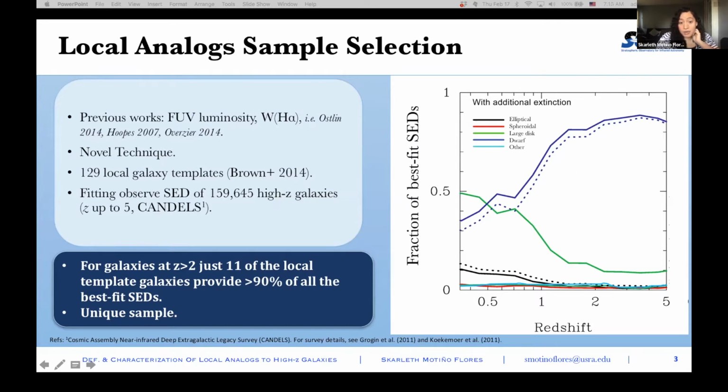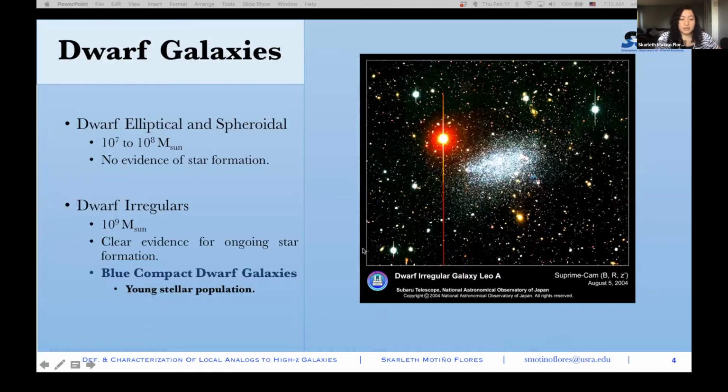If we separate the galaxies by type, we have elliptical galaxies, spheroidals, spiral galaxies, and dwarf galaxies. The dwarfs are the ones giving the best fits. So basically, we picked these galaxies to be our local analogs. This is not a surprise because dwarf galaxies have been studied as analogs to high redshift.